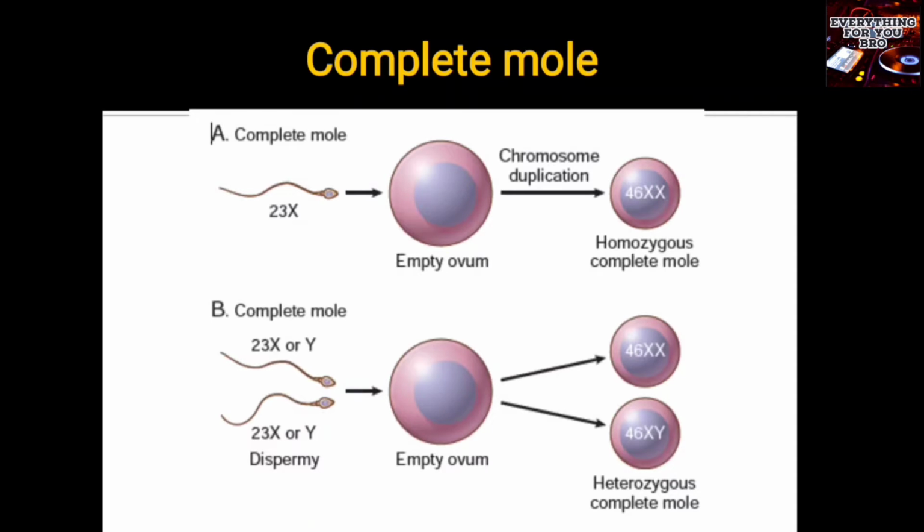So here the cytogenetic analysis will show a duplication of chromosomes, so it is diploid. A diploid chromosomal number will be there, that is 46XX, that is homozygous if it is fertilized by a single sperm, or if it is fertilized by two different sperms, then it is called heterozygous complete mole. So it is homozygous when an empty ovum is fertilized by a single sperm, and it will be heterozygous complete mole when it is fertilized by two sperms.